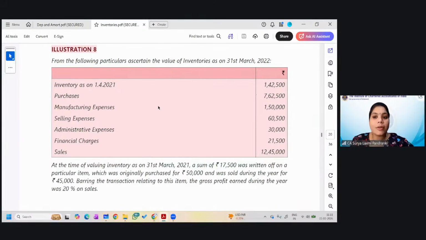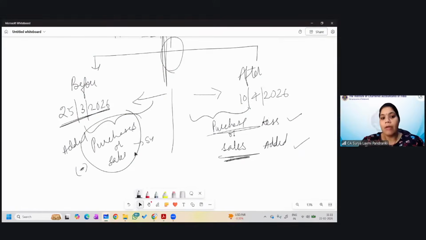Okay, Gravit has a question. He's asking about the sales returns and purchase returns, whether we will have to adjust that also. When I told you you're adjusting purchases and sales, adding or subtracting, the same applies to your purchase returns and sales returns also, because they are also part of your inventory, right?